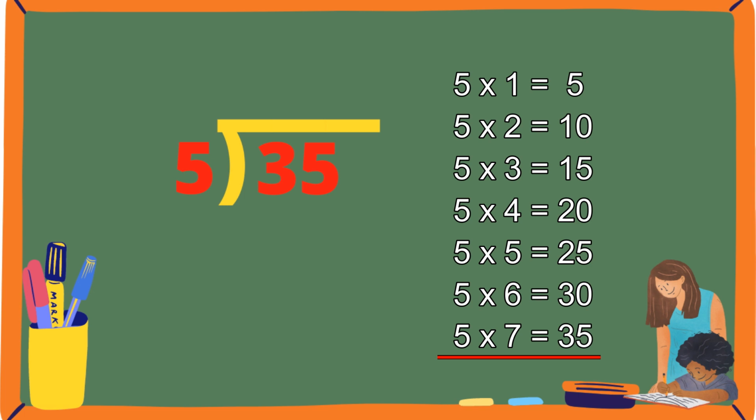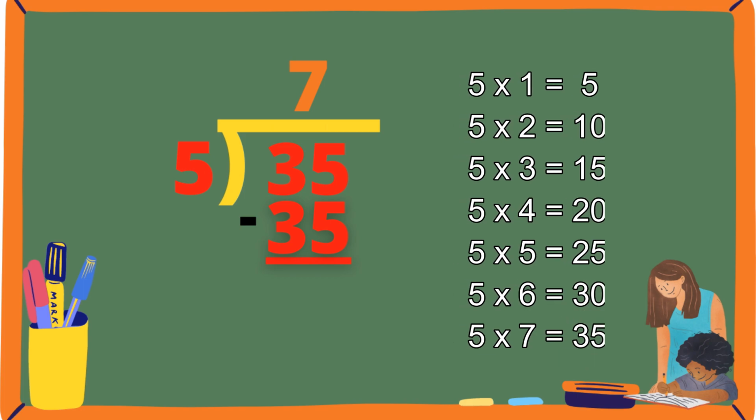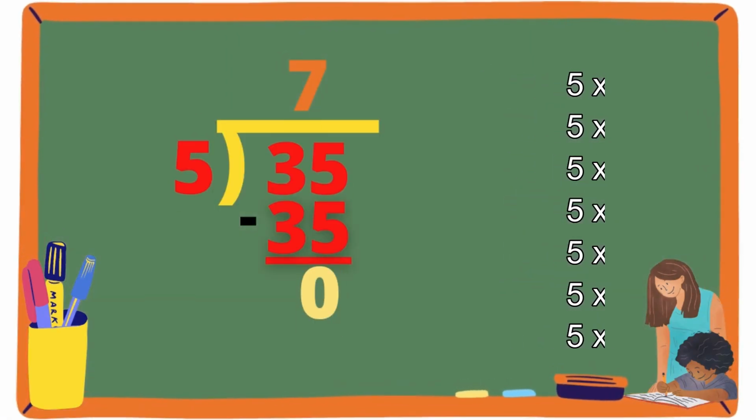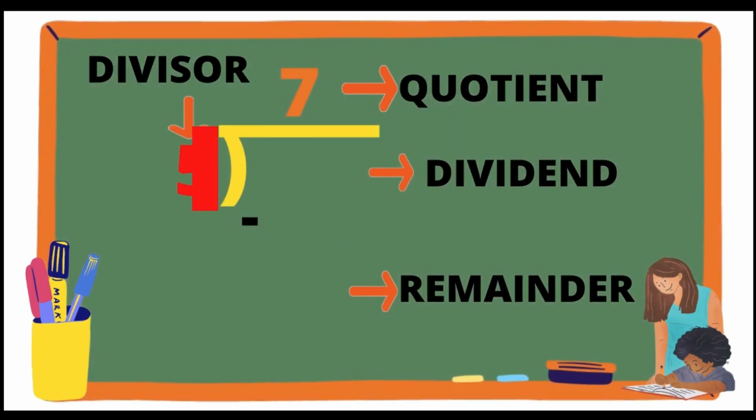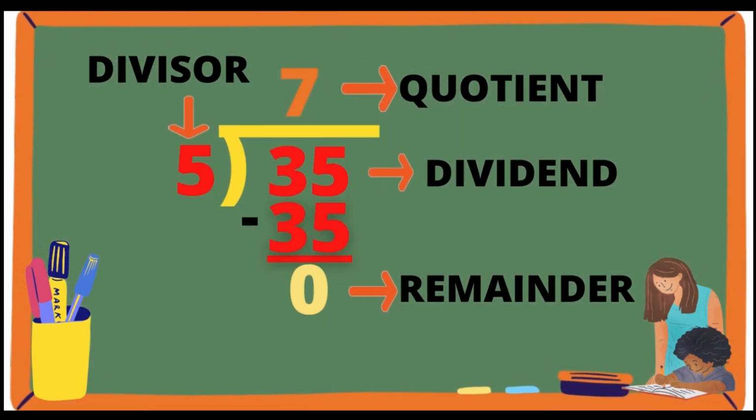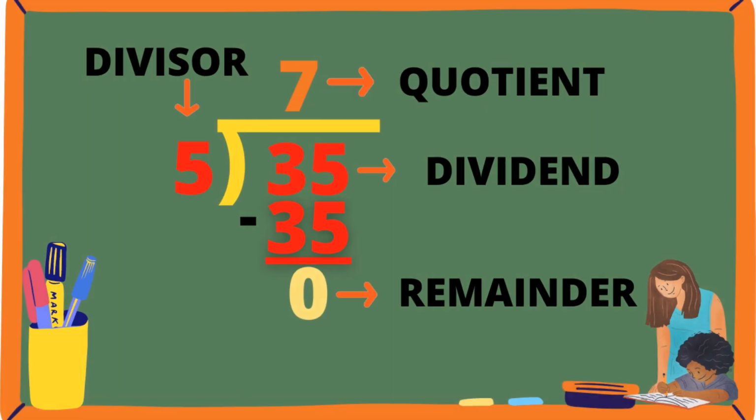Step 2. Write 7 as the quotient. 5 into 7 equals to 35. So write 35 under 35. Step 3. Subtract 35 from 35. It is 0. Here 35 is dividend, 5 is a divisor, 7 is quotient, 0 is the remainder.